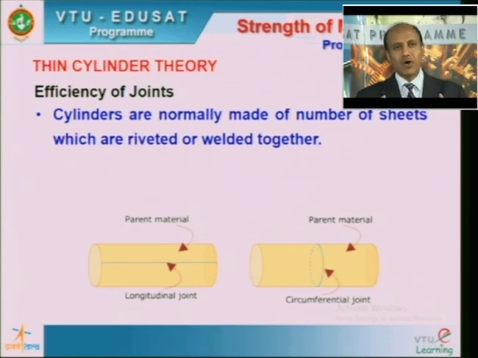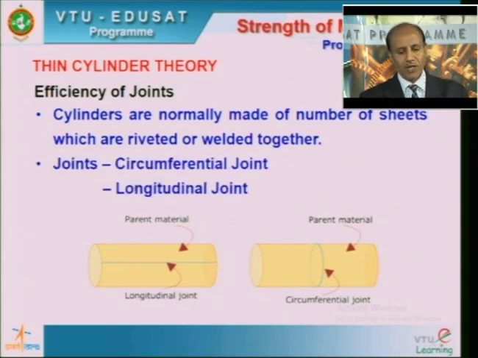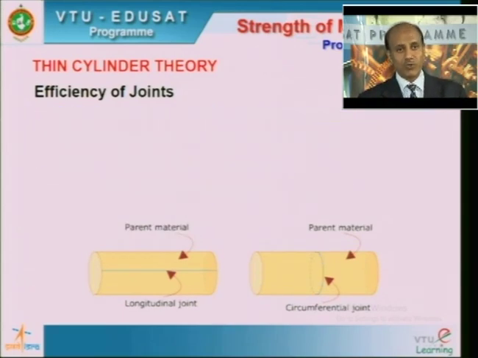A cylinder has many sheets, and the sheets are connected not only in the longitudinal direction, but also in the circumferential direction. So normally we have both kinds of joints present, correct. You have circumferential joints and longitudinal joints.